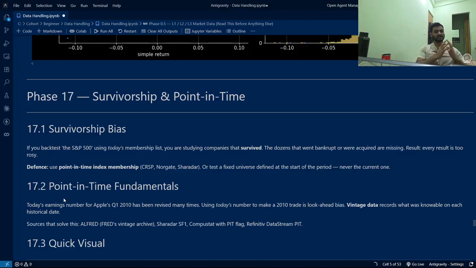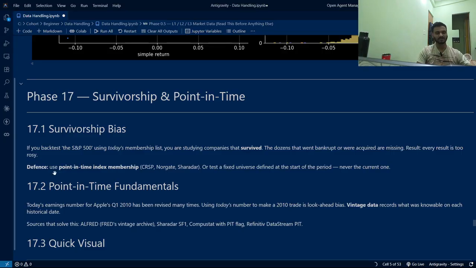Now, what is a survivorship bias? If you backtest the S&P 500 using today's members, you are studying companies that actually survived the crashes. The dozens that went bankrupt or were acquired are missing. Result: every result is too rosy.